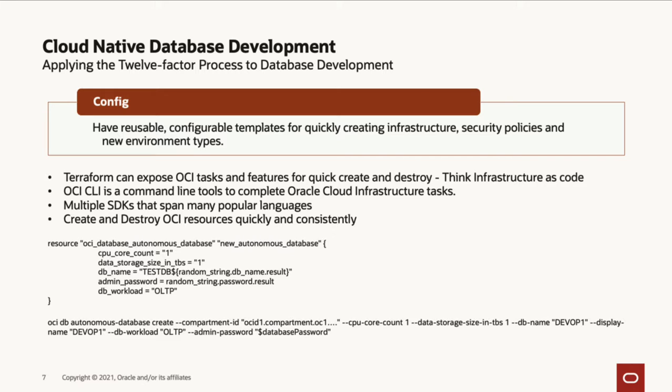So these SDKs provide command line utilities for creating infrastructure as well. So if I didn't want to use Terraform and I wanted to use these SDKs, I can utilize an SDK in Python or PL/SQL, or just go straight to the command line and run OCI CLI commands. So on this page here, as examples, we have a quick example of a Terraform script for creating an autonomous database. And then we have that exact same command as an OCI CLI command. So we can see that depending on what we want to use and how we want to use it, we can quickly create these environments and these pieces of infrastructure for our cloud native database development.